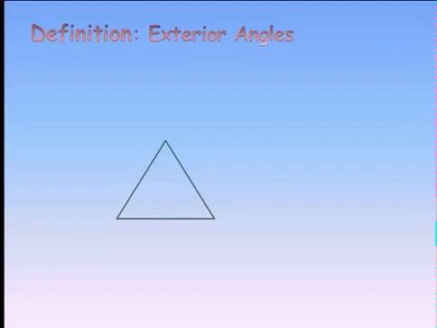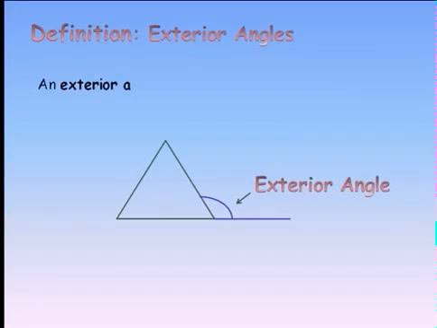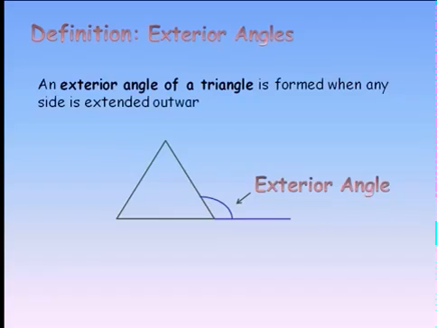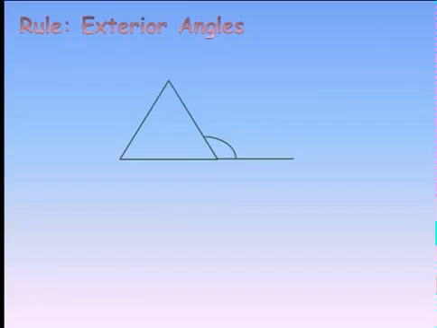So I have a triangle, and if I extend one of the sides outwards, the angle that's formed with this line to the triangle is what I mean when I say an exterior angle. So for our definition, an exterior angle of a triangle is formed when any side is extended outwards. So rather than the angles inside the triangle, an exterior angle is outside the triangle. So now that we have our rules and we have a definition, we can come up with another rule for exterior angles themselves. So again, we have a triangle, we've extended one of the sides outward, and this is what we know is our exterior angle.